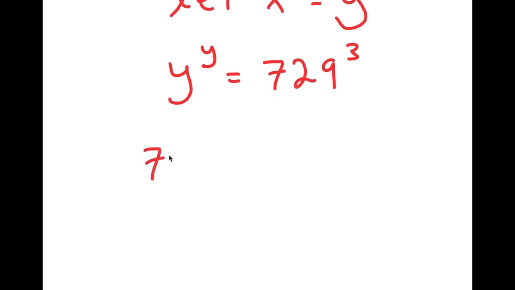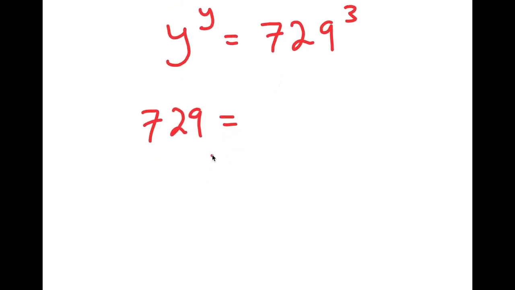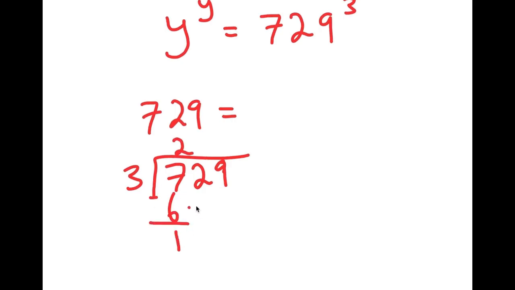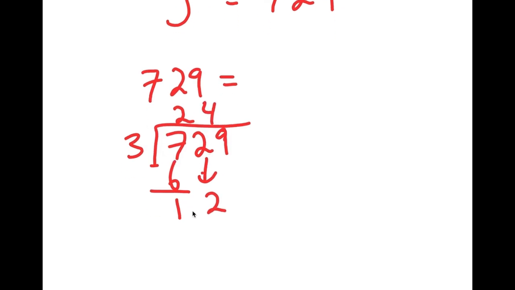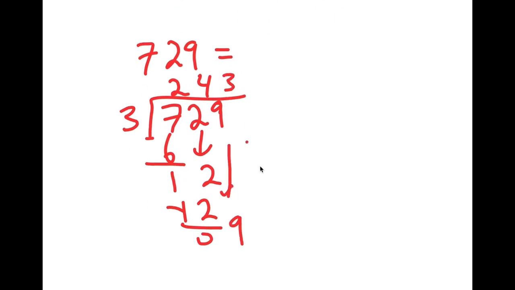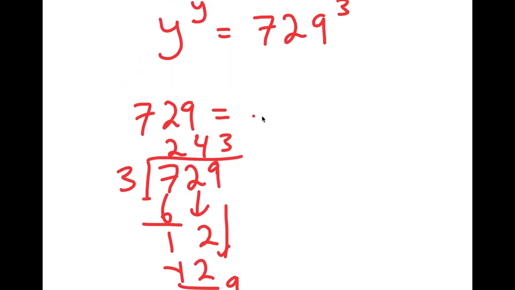So 729 is the same thing as, let's find some factors of this. Let's try to divide this by 3. 729 divided by 3, we have 2 over here, so we get 6. We subtract 7 with 6, we get 1. We bring that to 2. 3 times 4 is 12. And now we bring that to 9. 3 times 3 is 9. So I get 729 is equal to 243 times 3.